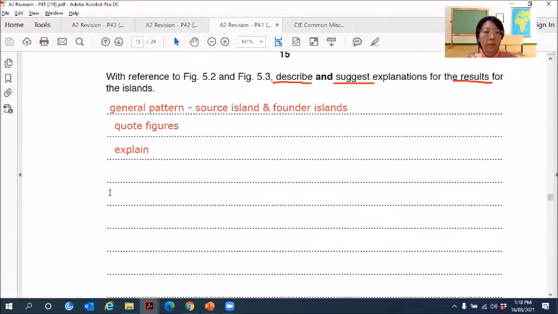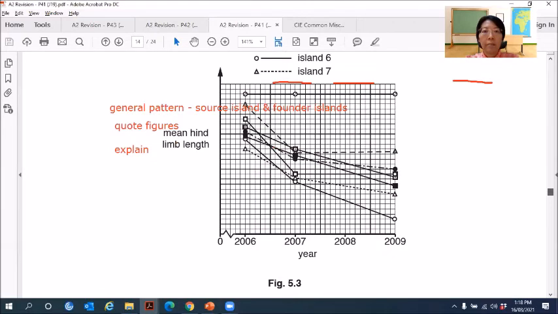Talk about the source island. I write here, okay? So in the source island, what do we see? In the source island, you can see there's no change, isn't it? You can see that the hind limb length here has no change. Whereas in the rest of the 7 islands, the hind limb length has dropped. It's coming down, okay? Whereas for the source island, it's the same. So this is the pattern that you want to explain.